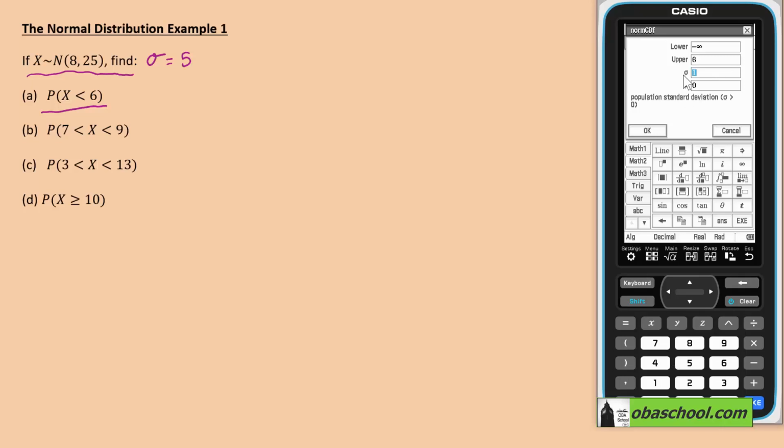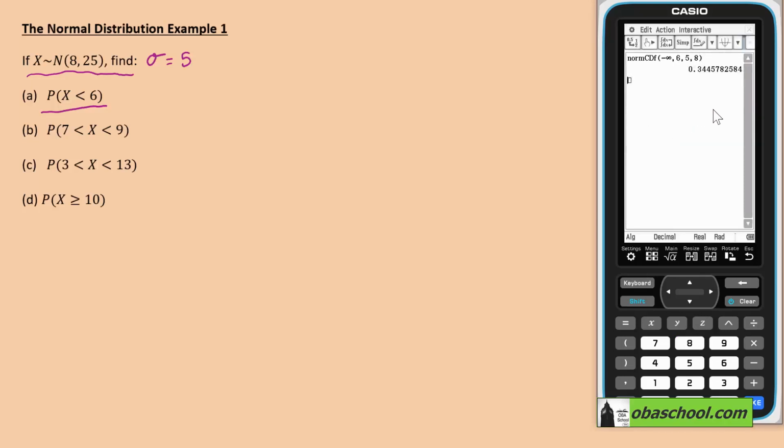Standard deviation. Now, they usually have standard deviation in here, but remember the parameter in your normal is the variance, so you do need to square root. So my sigma is 5, and my mu was 8. Click OK, and I get 0.3446.